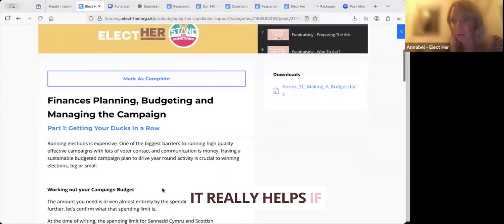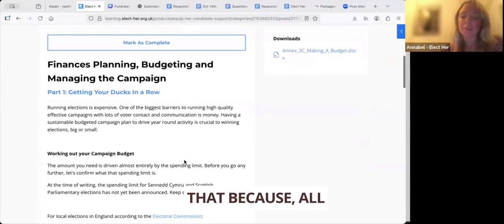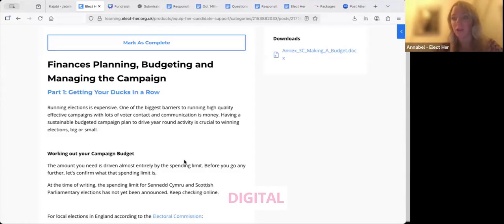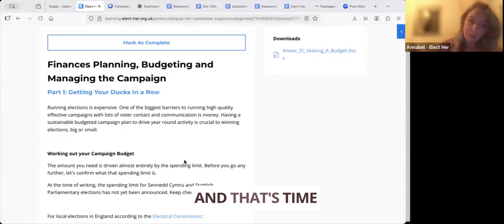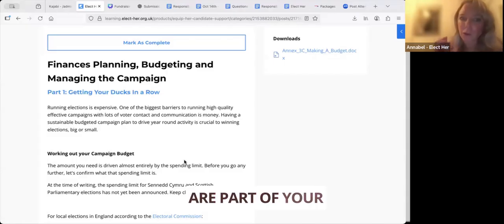It really helps if you've got a pool of money. It really helps if you understand that, because all of that makes the difference to how many leaflets you can do, whether you can do any digital advertising. Otherwise, it's organic, and how do you make things go viral? And that's time for another conversation. But it's like all of these pieces are part of your financial planning and budgeting.